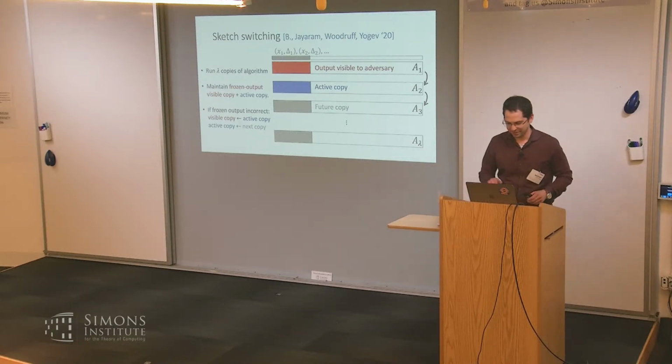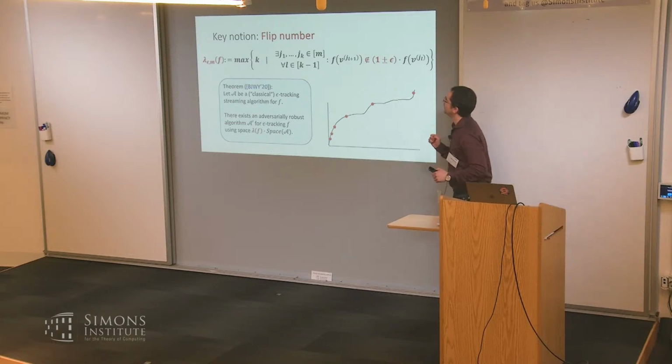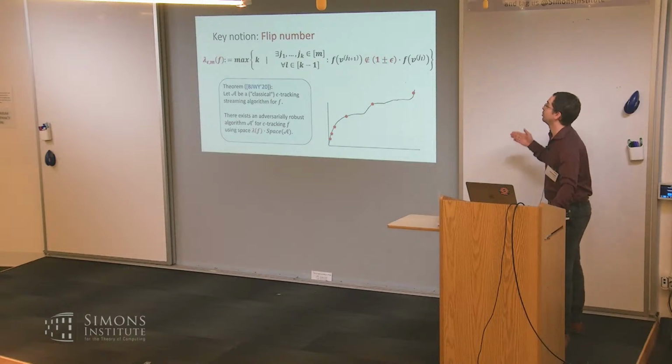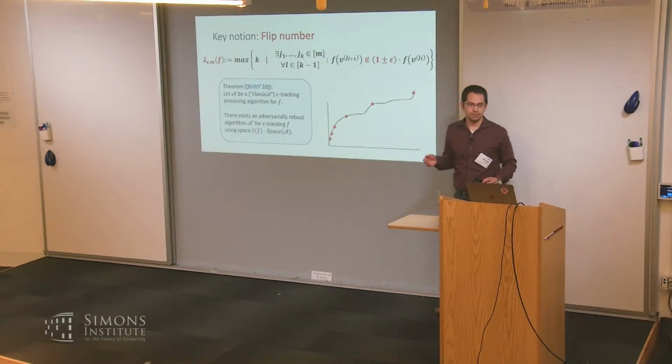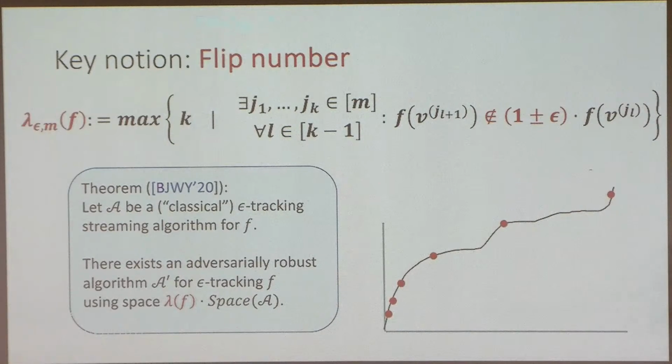We'll see it now. The structural parameter of the problem is called the flip number, and it is defined as follows. We have the function that we want to compute, let's say the number of distinct elements. The flip number of this function with respect to epsilon and the length of the stream is the maximum possible number of significant multiplicative changes along the stream, the maximum number of 1 plus epsilon changes.